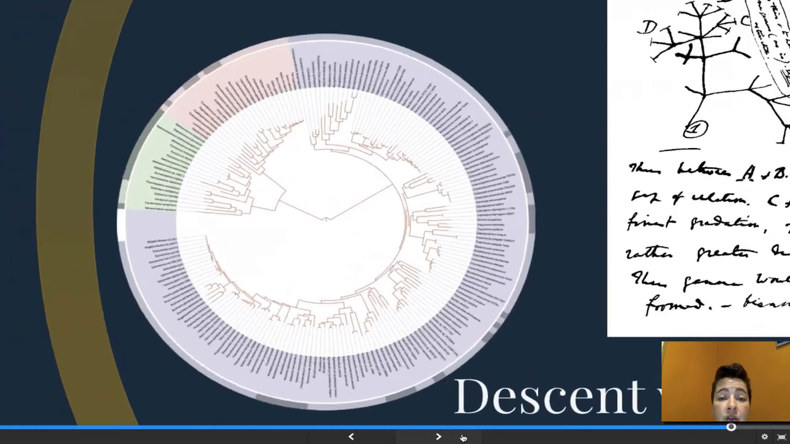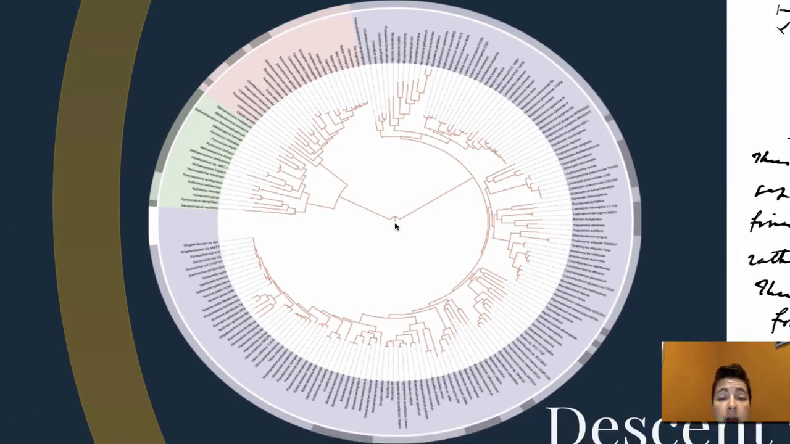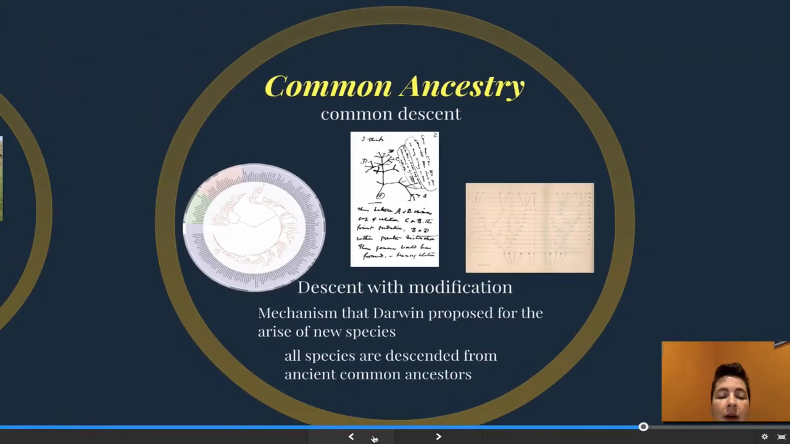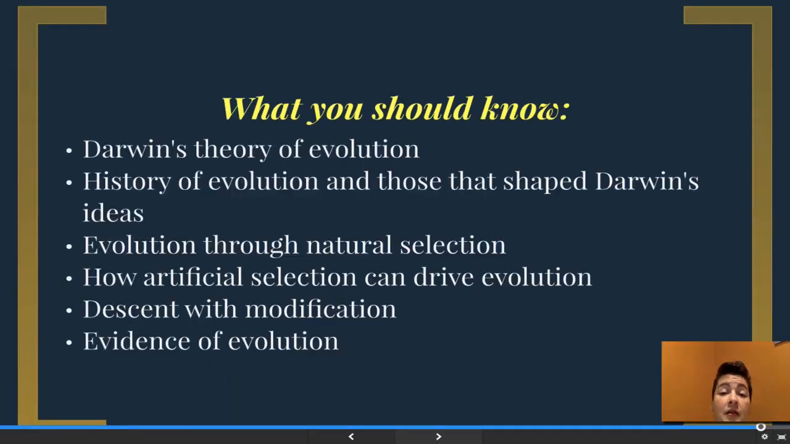This is today's tree of life. In the center, we have the common ancestor and then all the different species branching out from that. This tree was made from DNA comparison. Descent with modification is the mechanism that Darwin proposed for the rise of new species, and that all species descended from an ancient common ancestor. And these are the things that you should know.